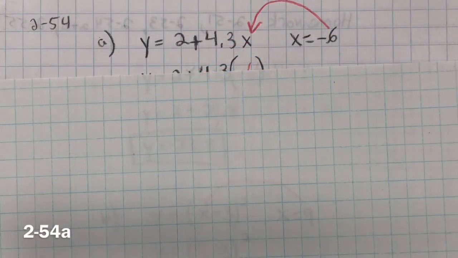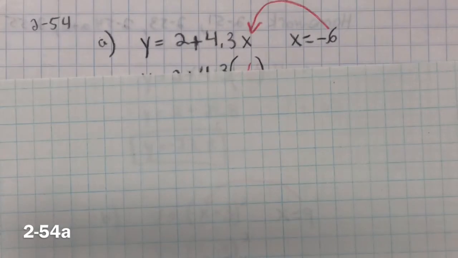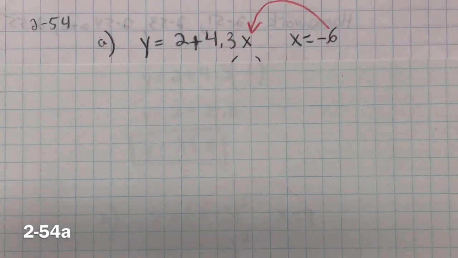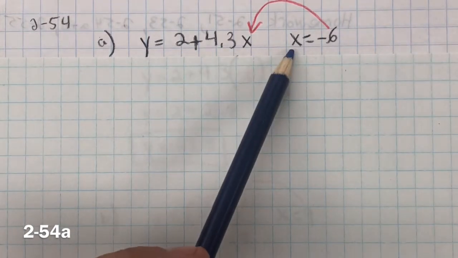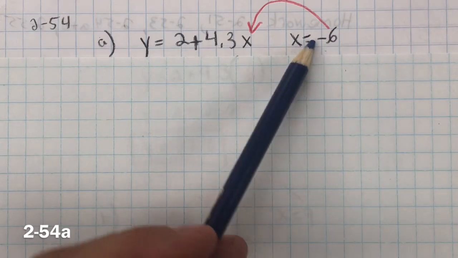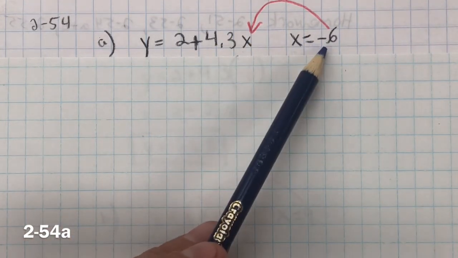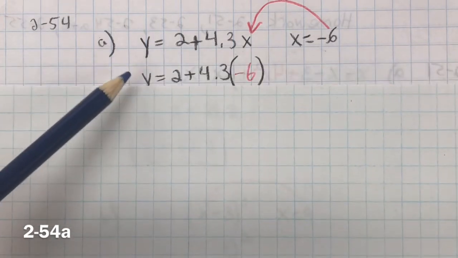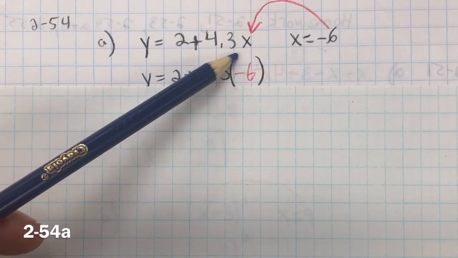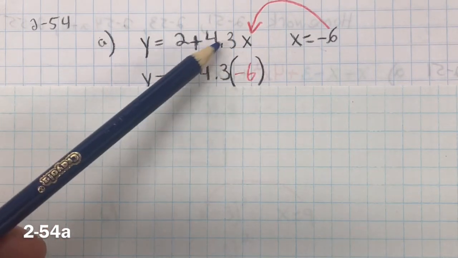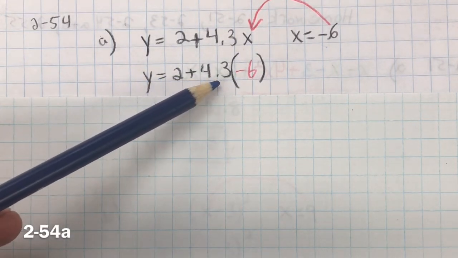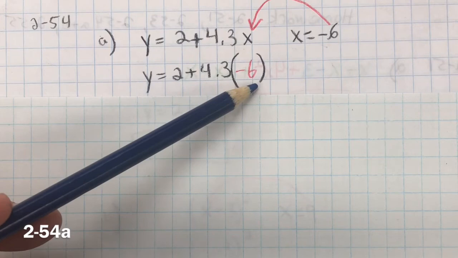For problem 254, you need to evaluate each expression to find y. So here you're given the value of x. X equals -6. So we're going to substitute x with the value of -6. I put the value of -6 in parentheses. This is multiplication. So now we have y equals 2 plus 4 and 3/10 multiplied by -6.